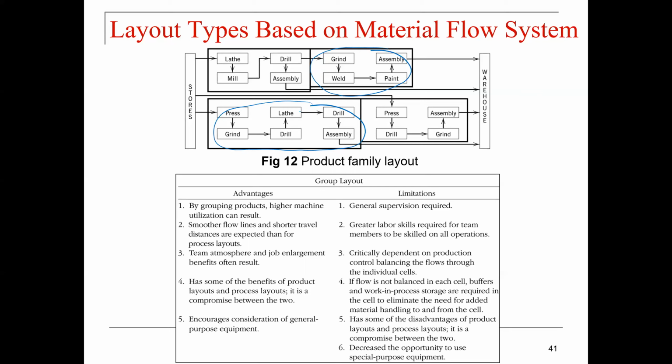So if you are part of this cell or this cell, you are required to know how to operate all these machines and also to perform the assembly. If flow is not balanced in each cell, buffers and working process storage are required in the cell to eliminate the need for added material handling to and from the cell. It has some of the disadvantages of product layout and process layout. It is a compromise between the two and decreases the opportunity to use special purpose equipment.